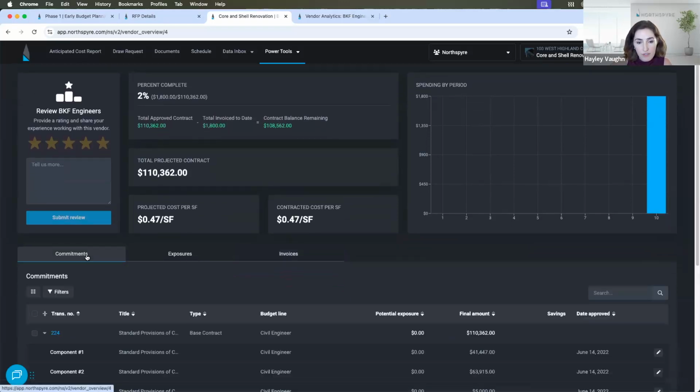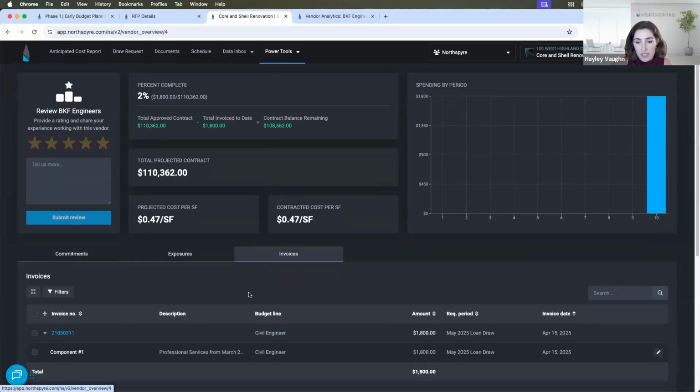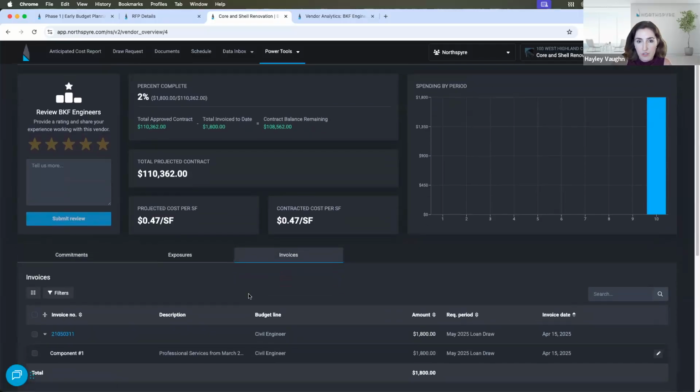We also have all of their documents smartly indexed here. So any contracts, change orders, any exposures, and any invoices that have been processed on the project, all very smartly indexed here for you to find.